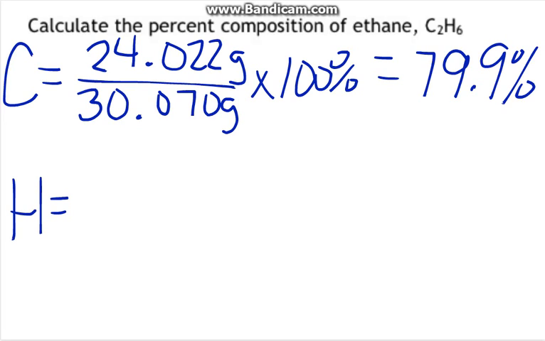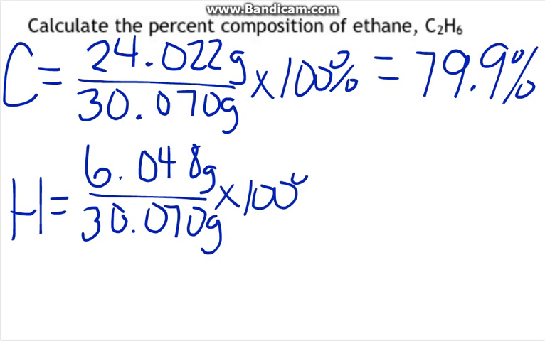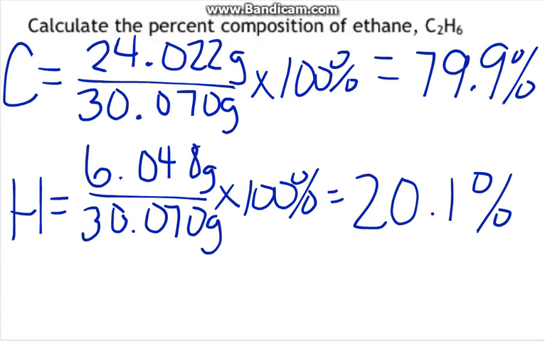Okay, so now let's do hydrogen. Hydrogen's molar mass in this compound was 6.048 grams. We need to divide that by 30.070 grams. Multiply the whole thing by 100%, and you will get 20.1%.